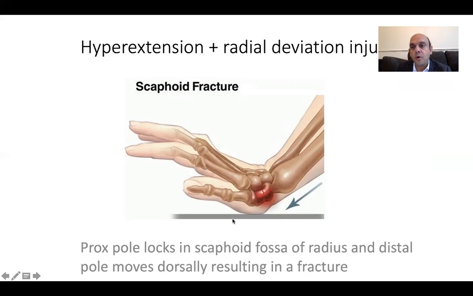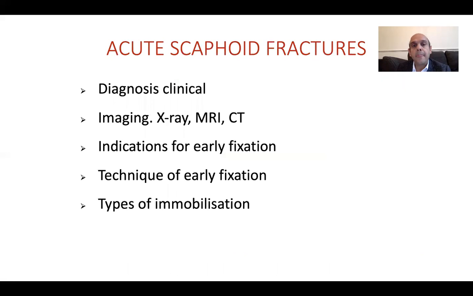For example, in footballers, goalkeepers, motorcyclists, when they have this injury, they're going to have this hyperextension. With the result, the proximal pole of scaphoid locks into the radius, the distal pole carries on going dorsally, and a fracture happens. When they come to the clinic, we're going to see these things in the following slides.